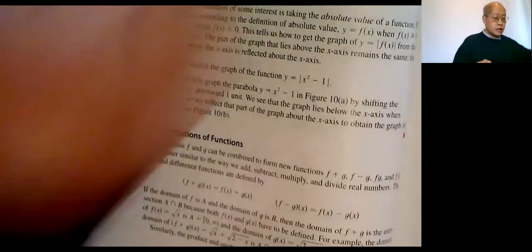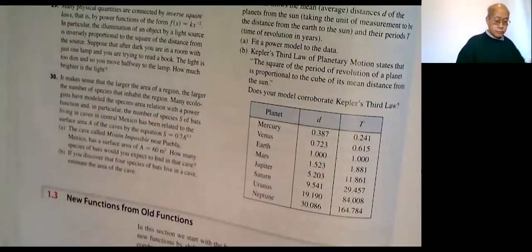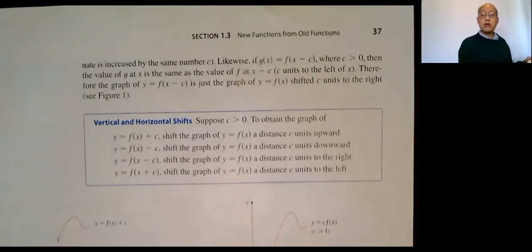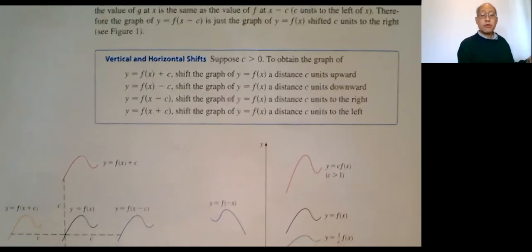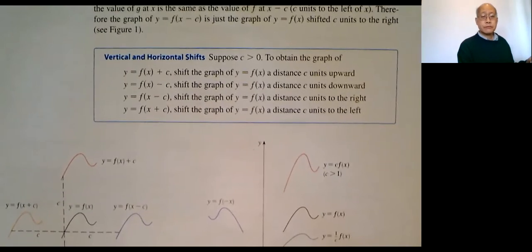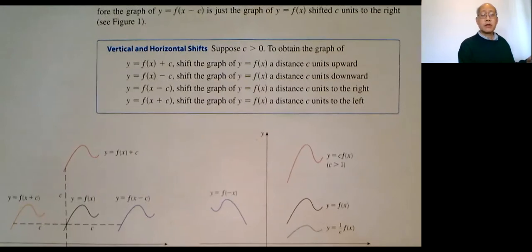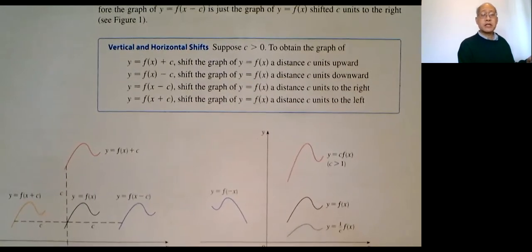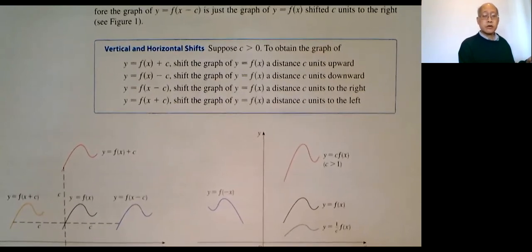Okay, again, hopefully everything is review from before. So going through quickly, new functions from old, page 37. Remember this from pre-calc. Y equals f of x plus c: c units upward. f of x minus c: c units downward. f of x minus c, where the x minus c is in parentheses, that's c units to the right. f of x plus c, c units to the left.